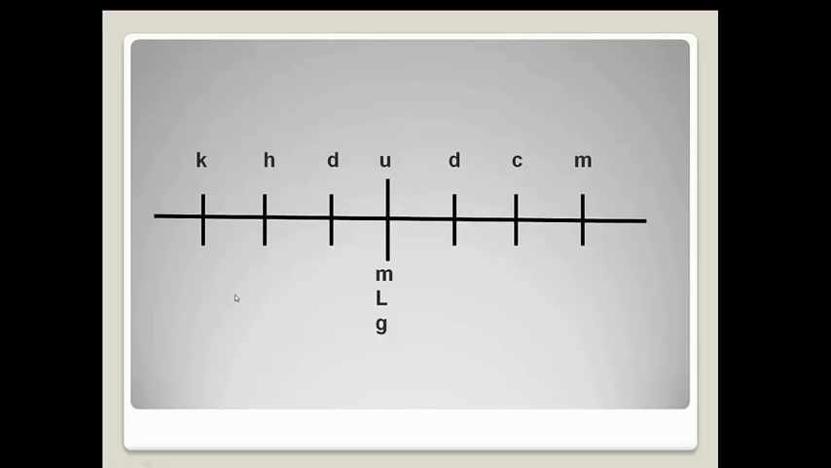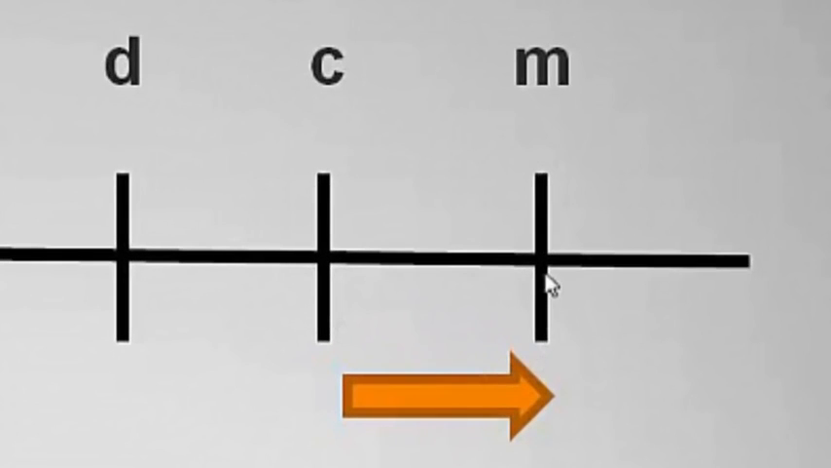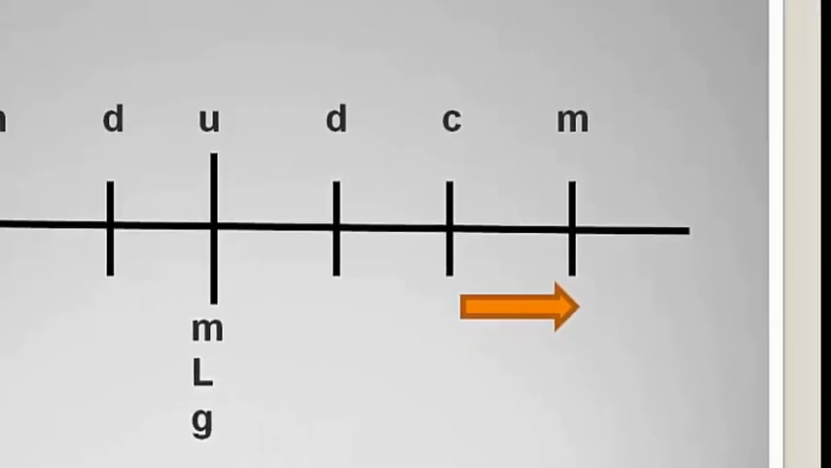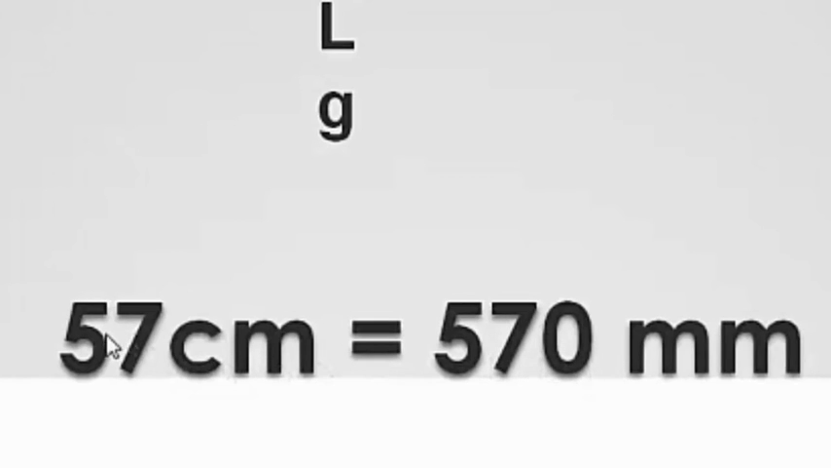There's my metric slider. I'm going to start at centi and move to milli. So I'm moving one jump to the right. If I move one jump to the right, my decimal goes from after the 7 to after the 0. So 57 centimeters is 570 millimeters.